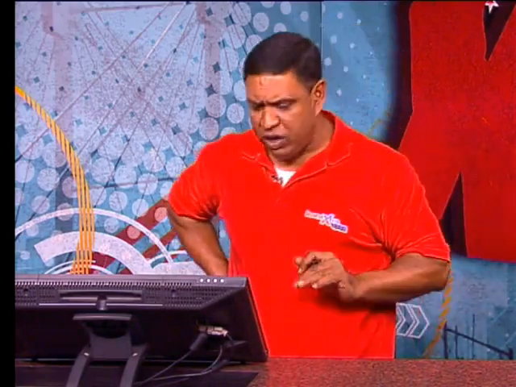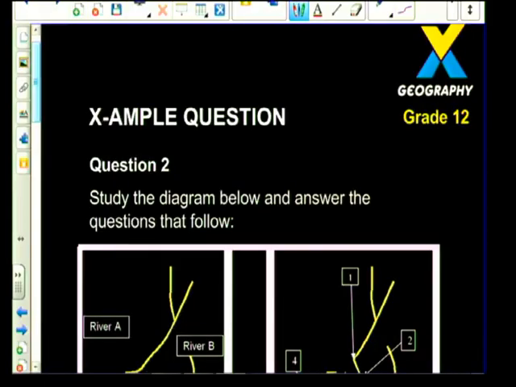Now please note, learners, that doesn't mean that these sample questions are only for those questions. I tried to create a variety of questions, all right, and show you the different questions and the different changes in the mark allocation. All right, let's look at this question.